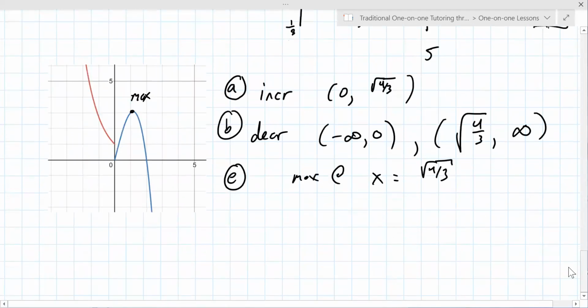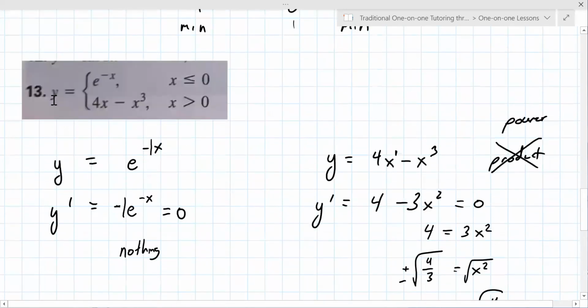Okay, so now we've got to find y double prime, but we've got to do it for both. We've got to go back here to this line.